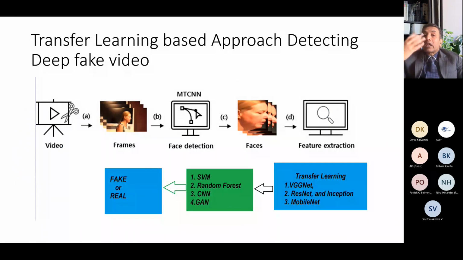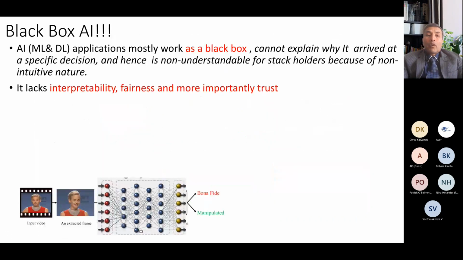Now, how do you actually use this transfer learning in order to detect a deepfake video? The basic idea is that we treat deepfake detection as a classification problem. From the videos, we take frames, and from these frames we identify the faces. Once the face is identified, its features are extracted using pre-trained models such as VGGNet, ResNet, Inception or MobileNet. Once the features are extracted, we can use any kind of classifier to identify whether this frame is fake or not, and on this basis we can identify whether the video is fake or not. However, there is a problem.